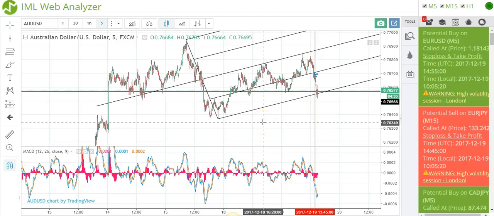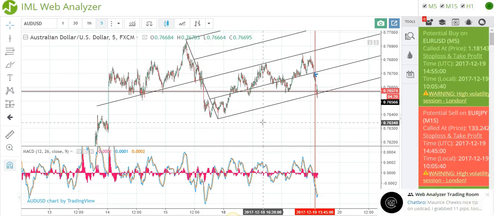I'm going to show you what strategy I've been using for the IML web analyzer, and I've been using pitchforks with the analyzer. The reason why I like to use pitchforks is it gives you better entries. I don't like the drawdowns. So once a trade comes up on the analyzer, for me, I'm not just going to enter it.